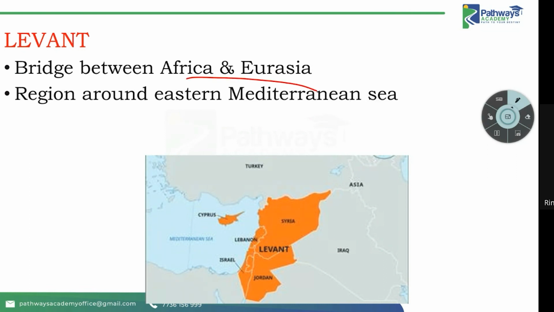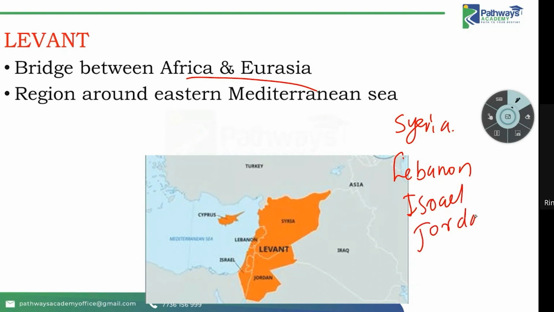Which nations are included in Levant? Levant includes Syria, Lebanon, Israel, Jordan, and Cyprus. These are the regions that come under Levant. They have common culture, common history, and common language. That's why they are distinctively known as the Levant region. Actually, they share the same history.